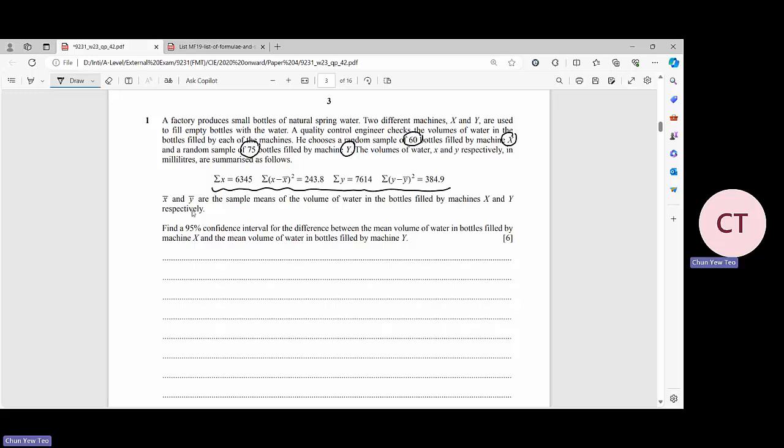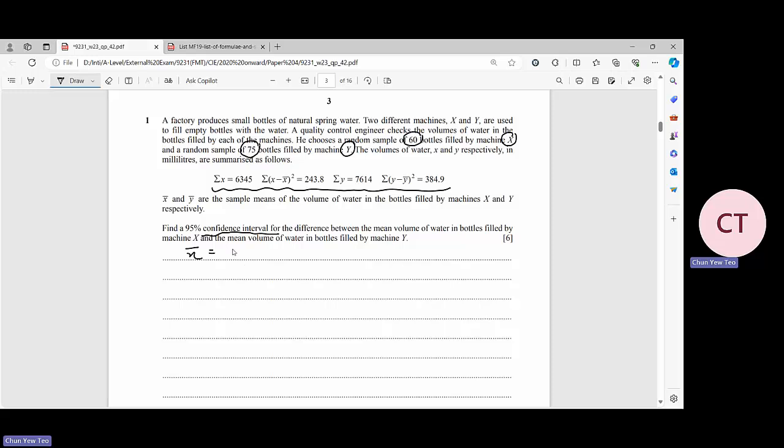Bar X and bar Y are the sample means of the volume of water in the bottles filled by machine X and Y respectively. Find a 95% confidence interval of the difference between the mean volume of water in bottles filled by machine X and the mean volume of water in bottles filled by machine Y. So for this question, we are looking for a confidence interval. But before that, we need to get some of the data ready first.